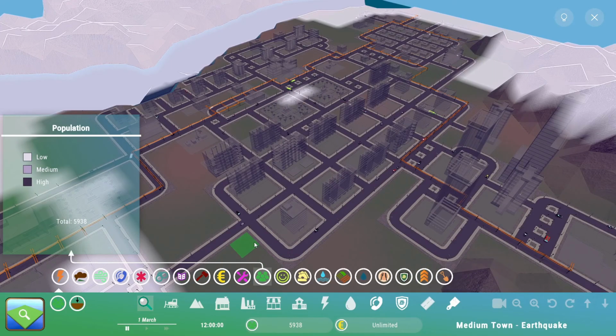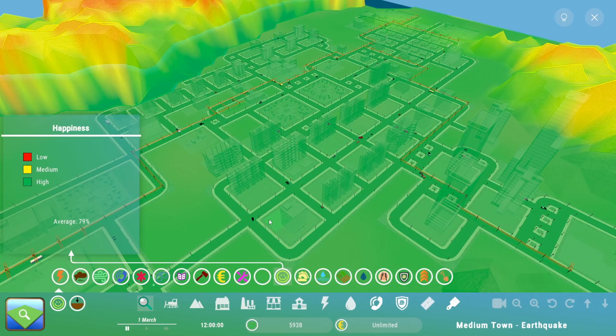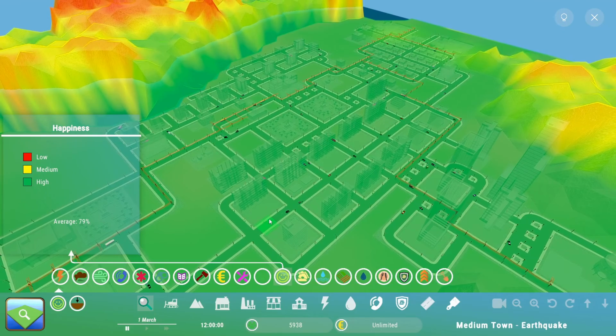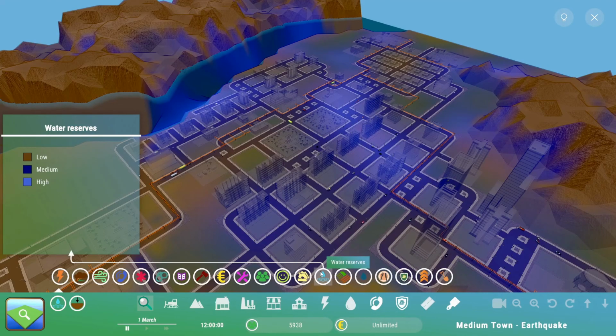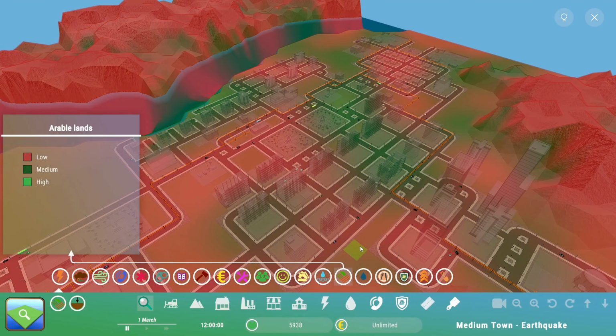Population shows you how the population is distributed in the city. Happiness shows the happiness levels of the entire map. Structural integrity is allowing us to see at a glance if some buildings are damaged or not. Water reserves shows the underground water levels and which areas are suitable to place your water pumps. Arable lands shows which areas of the map are suitable for your farms.